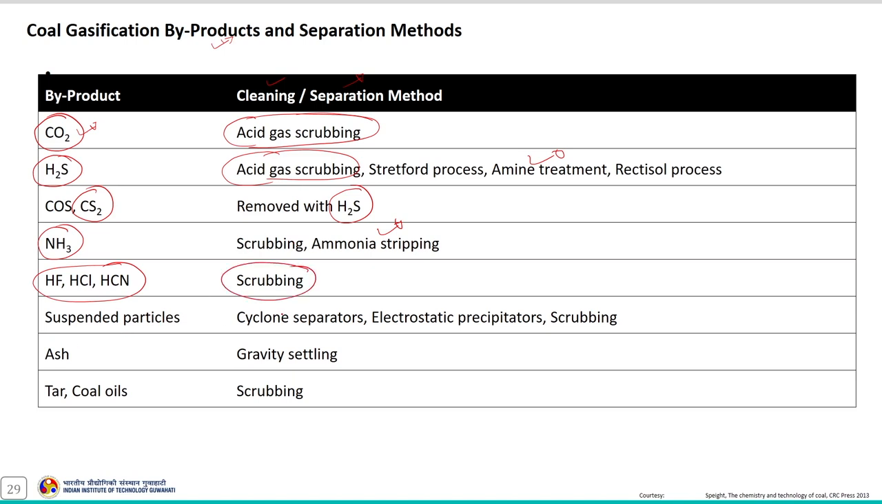Suspended particles can be separated or removed using cyclone separators, electrostatic precipitators or scrubbing method. And the ash produced during this process can be cleaned or separated by gravity settling method, while the tar and coal oils can be cleaned or separated by the scrubbing method. So, likewise, these different cleaning or separation methods need to be used to remove these byproduct gases from the product mix.